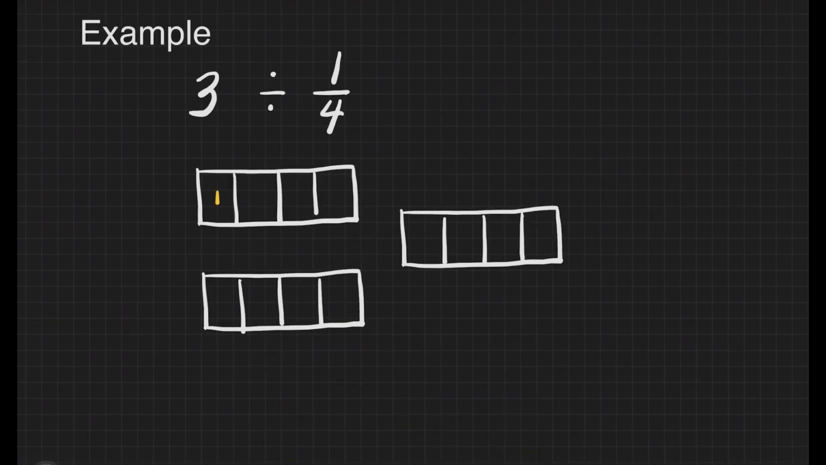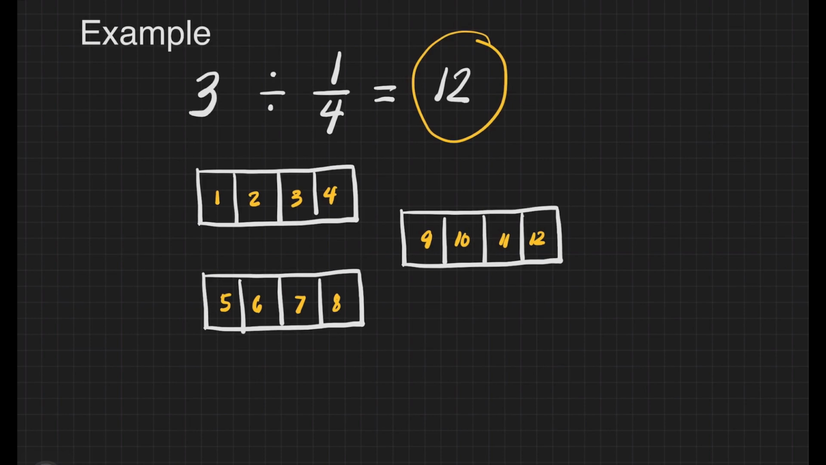It is time for us to count the number of 1/4 we can find in 3 wholes, and there are a total of 12 1/4 in 3 wholes. So if you're going to take a look at it, it's very easy. We're done.